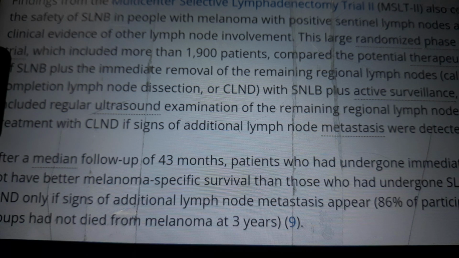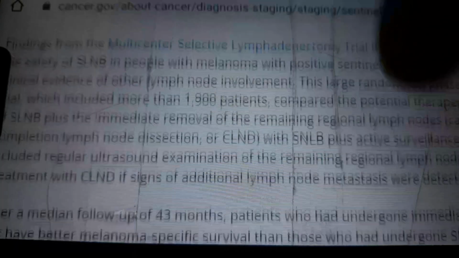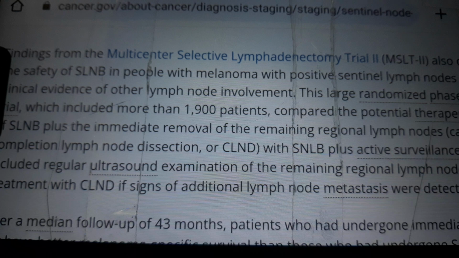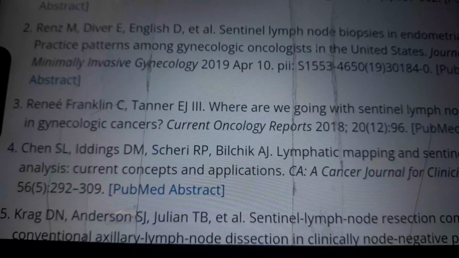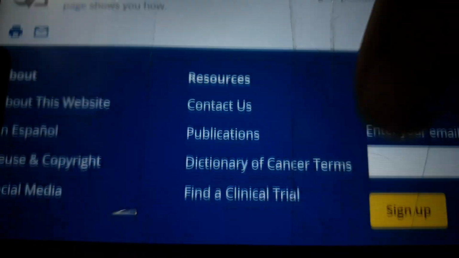Findings from the Multicenter Selective Lymphadenectomy Trial 2, MSLT-2, also confirmed the safety of SLNB in people with melanoma with positive sentinel lymph nodes and no clinical evidence of other lymph node involvement. Right, now these are all the references. Now going back.